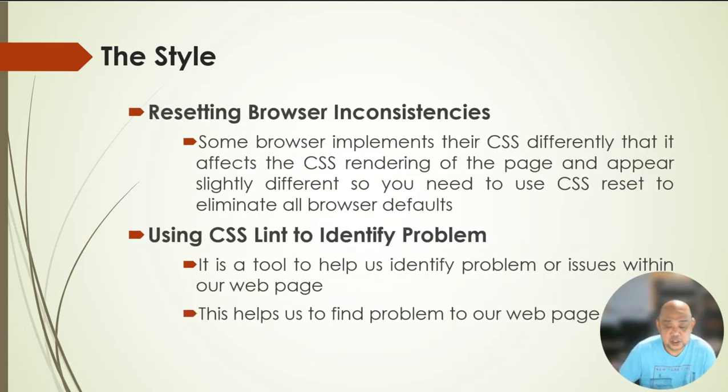Resetting browser inconsistencies. Some browsers have different settings, so when we try to run our web application, we encounter some problems and differences in how it is shown. So we need to use CSS reset to eliminate all the browser defaults. CSS lint is used to identify problems within our CSS file. It is very useful in finding faults in CSS because sometimes the problem is not showing in the web application. This is a big help in cleaning our code.